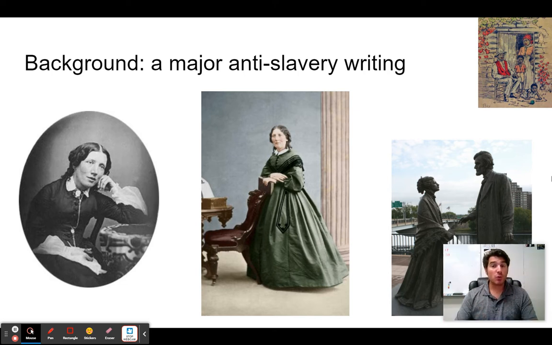In fact, it's rumored, and they don't know if it's true or not, but it was rumored that when Abraham Lincoln met Harriet Beecher Stowe, he said to her, "So this is the little lady who started this great war," meaning that because of her book, the American Civil War began. That's how divisive and important and powerful her book was. So that's something we should pay attention to.